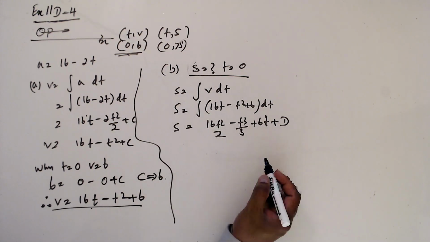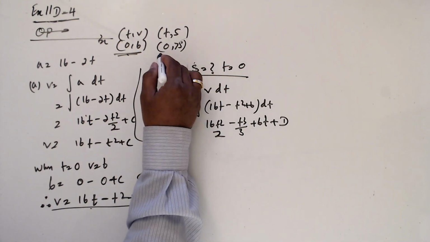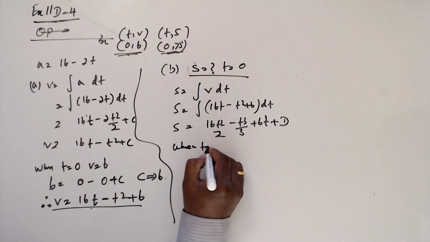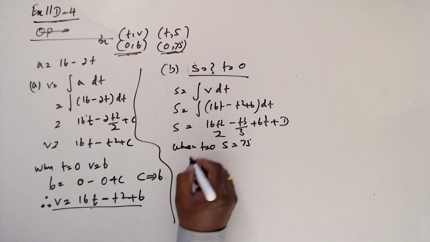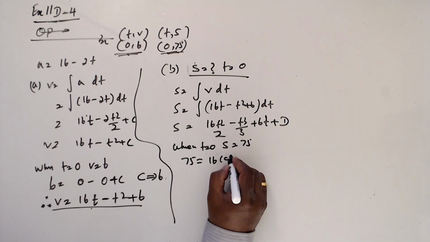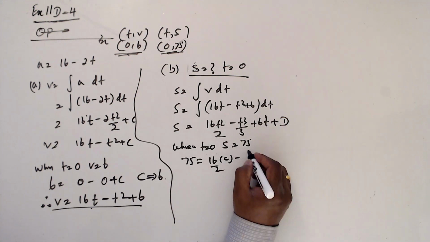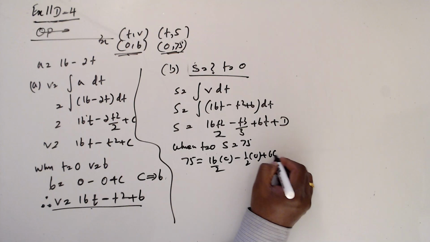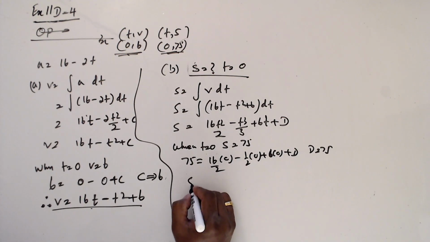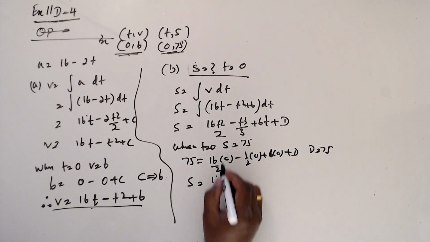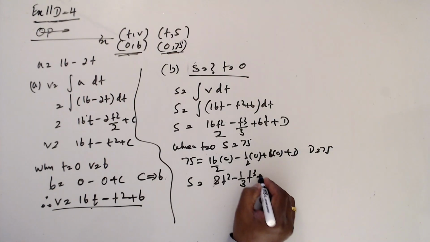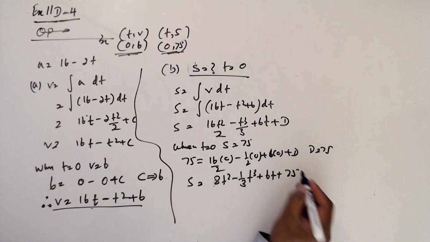So now another data is given. When t equals 0, the displacement is 75. We can substitute, when t equals 0, s equals 75. So 75 equals 16 times 0, minus one third of 0, plus 6 times 0, plus d. So the d value is going to be 75.